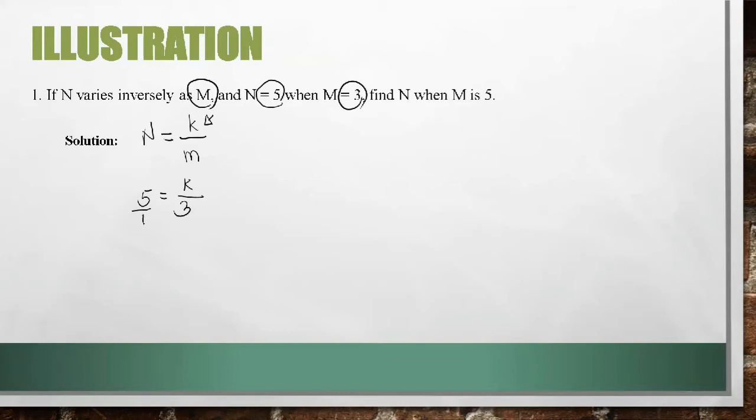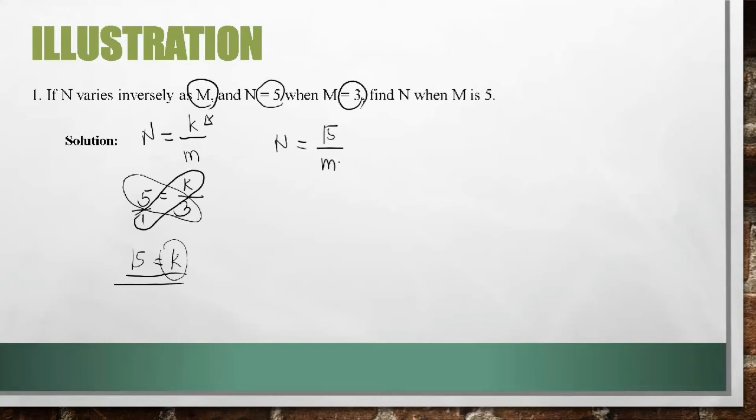So to solve this one, or to find the value of k, we need to solve it using the cross multiplication method. So 5 times 3 is 15, is equal to 1 times k, which is k. Therefore, we have the constant of variation. And to get the equation of variation, we need to substitute the value of k to the formula. So n is equal to 15 over m.